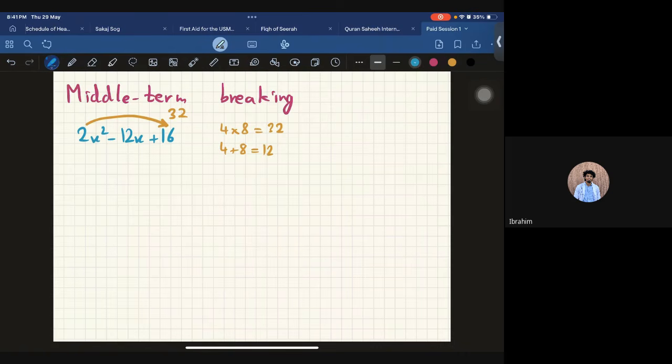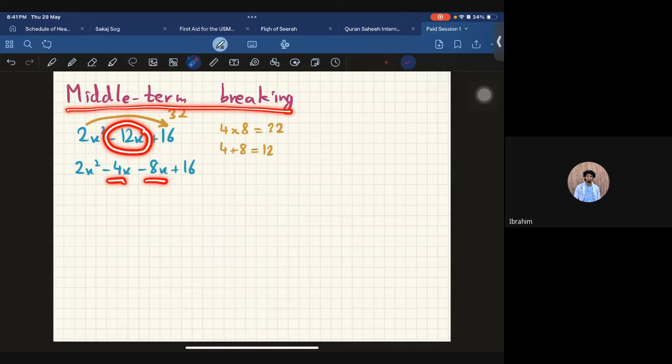So once we've identified such numbers, now we'll go here. We'll take minus 4x because this is minus 12x, so we need to have the numbers add up to this. So minus 4x and minus 8x, the rest will be the same. So the name of the method was middle term breaking. So we broke this term into two terms that will add up to the same thing. But to get a hint of what numbers to use over here, we multiplied the first and last terms to get an idea. All right, now we've broken the middle term.